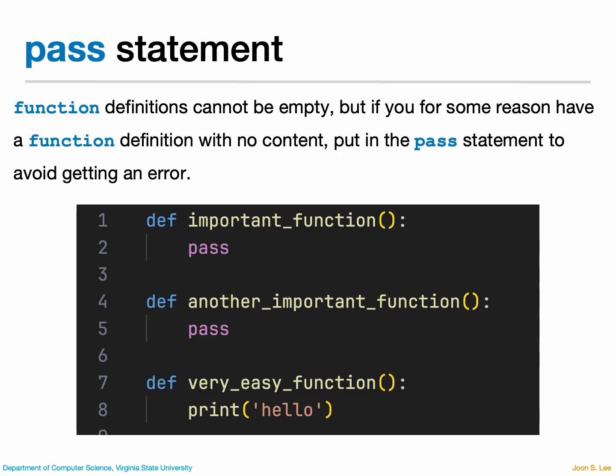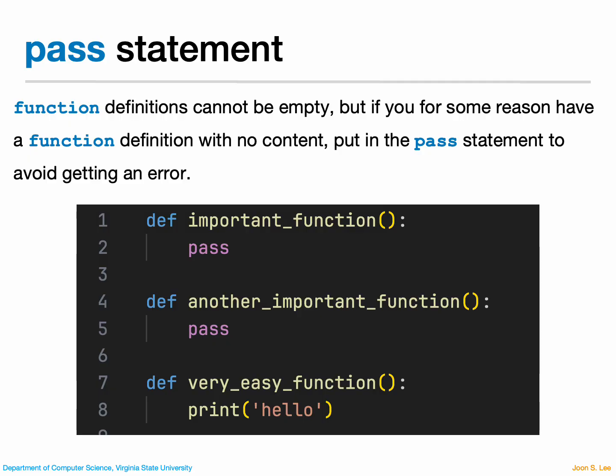If you leave a function completely empty, Python will give you an error. But sometimes when you're writing code, you might want to define the structure of your functions first and come back later to fill in the details. In that case, you can use the pass statement as a placeholder. For example, in this code, important_function and another_important_function both use pass. This tells Python, do nothing here for now, but don't raise an error.